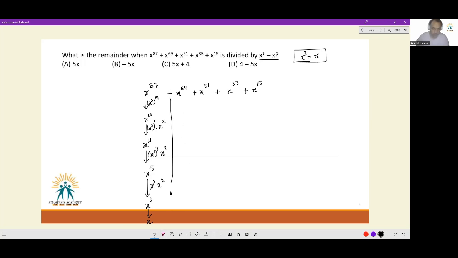Now let us do the same sort of processing for the second expression. X cube raised to the power 23, x raised to the power 23, x cube raised to the power 7 into x square, so we get to x raised to the power 9, x cube raised to the power 3, x into x cube, gets me to x. Okay. I think I should space it out a little bit because these things require a lot of space.